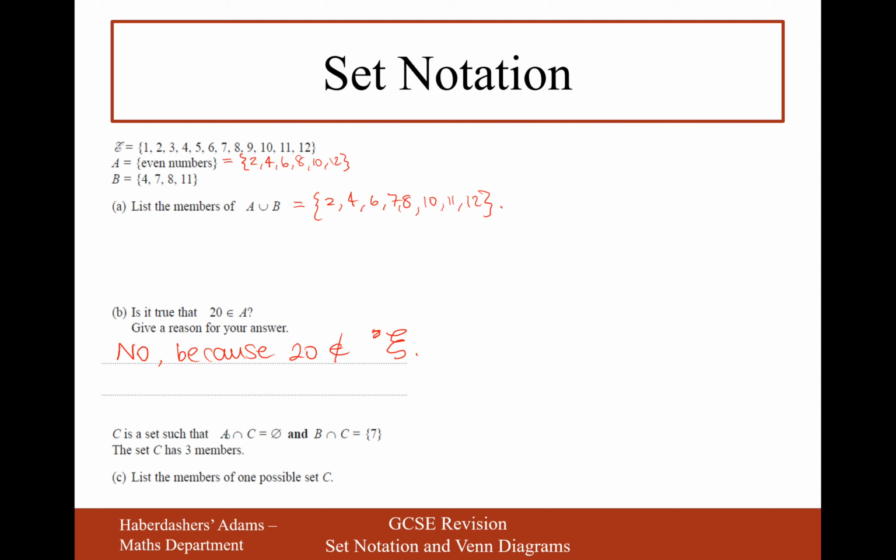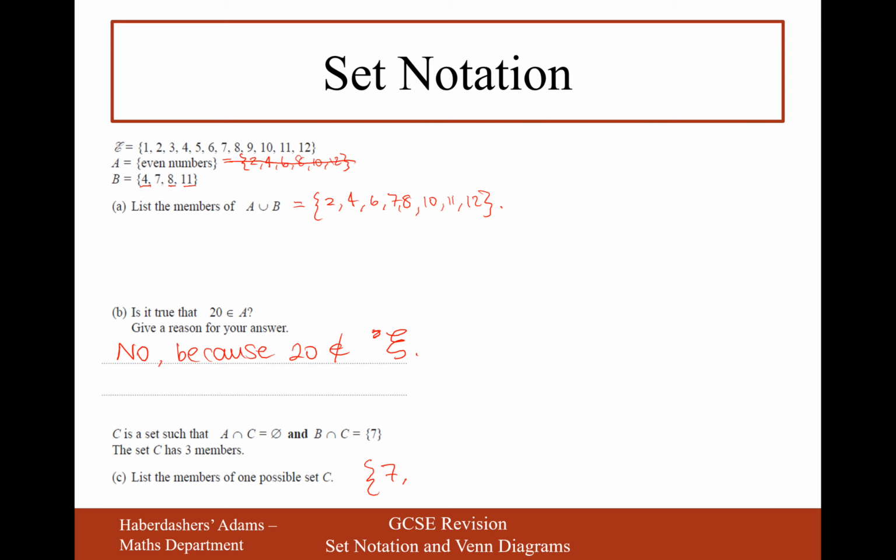C is a set such that A intersection C is equal to the null set, and B intersection C is equal to 7. The set C has 3 members. List one possible set for C. Okay, well, C must have the number 7 in it, because that's the intersection of B and C. And it can't have any of the numbers 4, 8, or 11, otherwise they would also be in this set here. And it also can't have any of the even numbers, because the intersection of A and C is nothing.